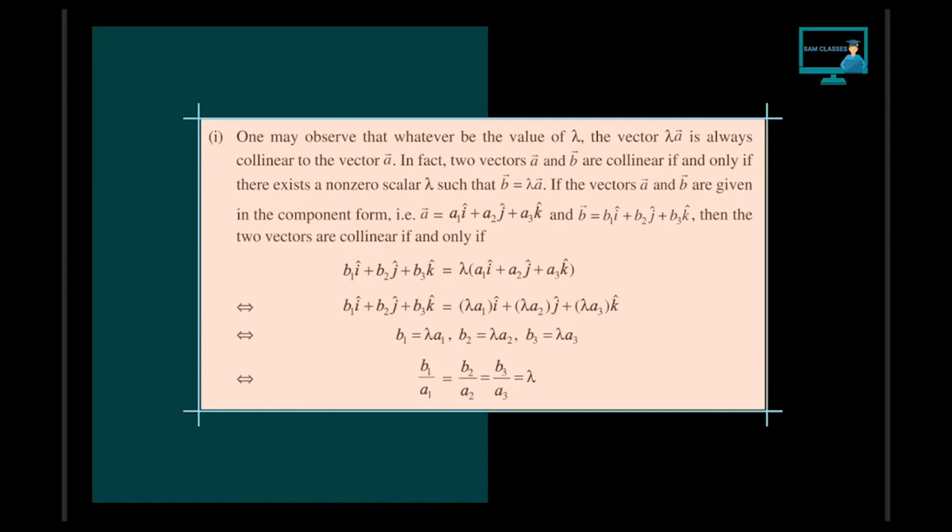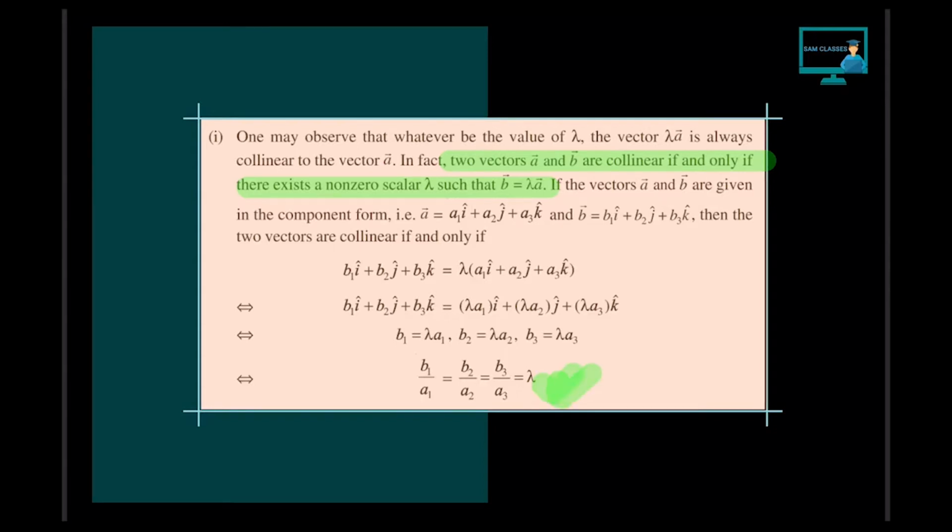Next, one of the most important lines that you need to understand is, whenever we say that two vectors are collinear, it means that a vector is equal to lambda times b vector. That's it. Whenever we say that two vectors are collinear, it means that a vector is some scalar multiple of another vector. Nothing more than that.